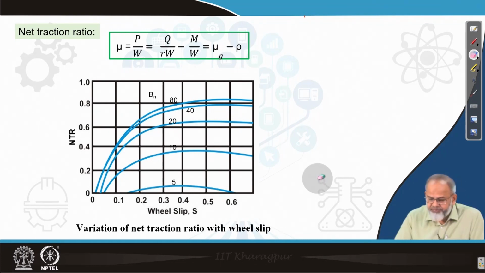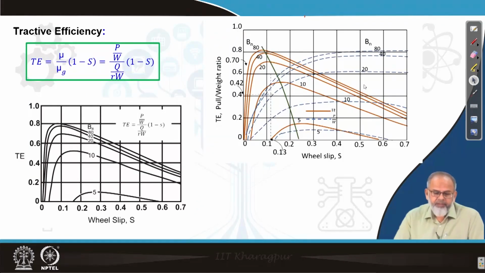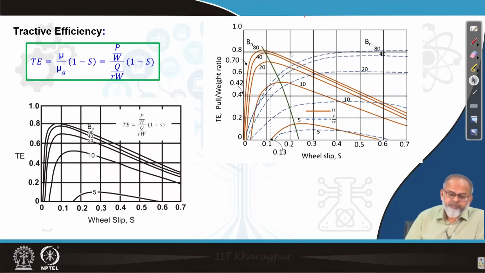Next thing is tractive efficiency. Once you derived motion resistance and coefficient of traction, then we try to find out what is the expression for tractive efficiency. The expression remains the same, that means output power by input power, and it is a function of slip. So, P into 1 minus S by Q by R. So, we have divided by W to find out this is COT and the other one is your torque ratio.